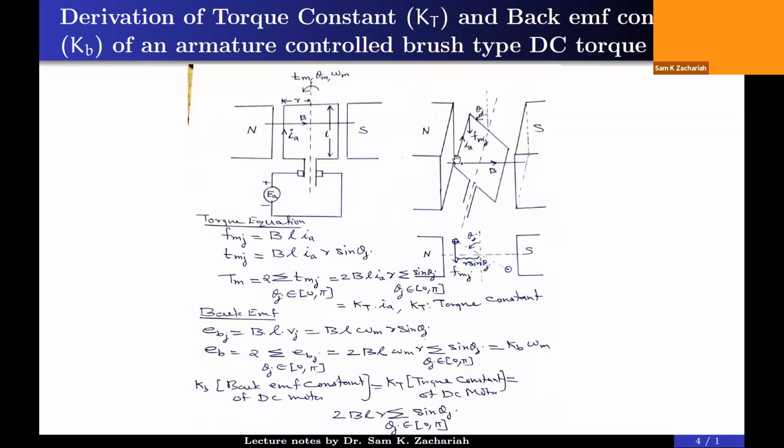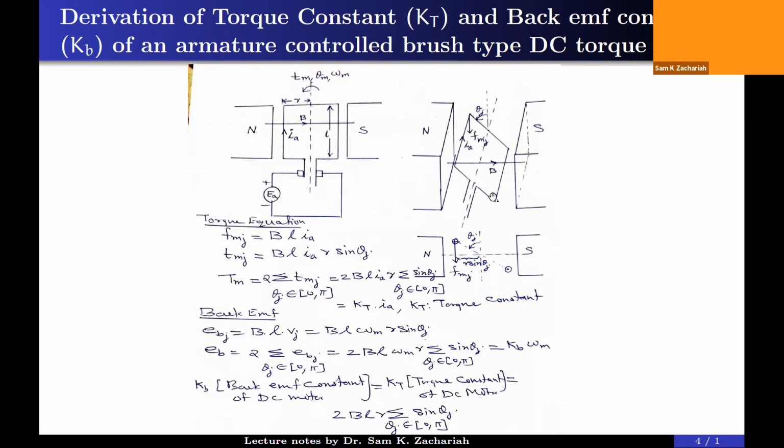Already the conductor is orthogonal to the magnetic field. Now the motion is orthogonal in the other direction to the magnetic field. And Vj you can obtain from omega m into r into sine theta j. Suppose this rotates with an angular velocity of omega m. So there will be a velocity in this direction, omega m into r. Then its downward component you get by multiplying by sine theta j. So using this expression, finally you will be connecting all the coils.